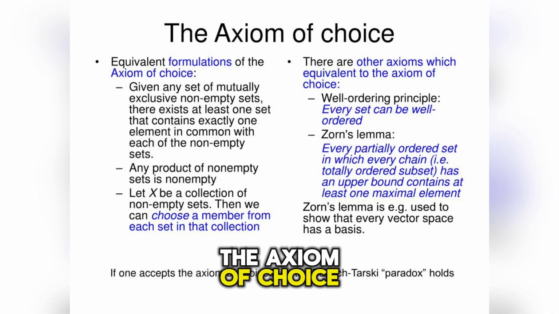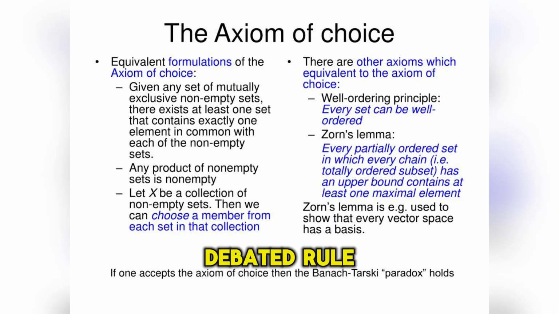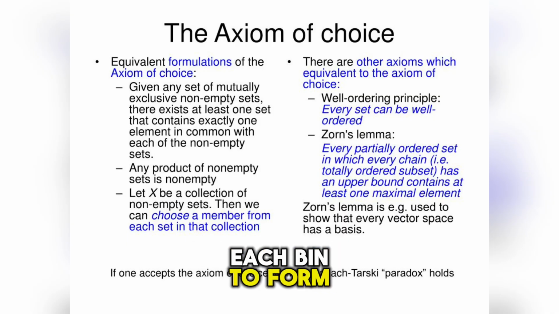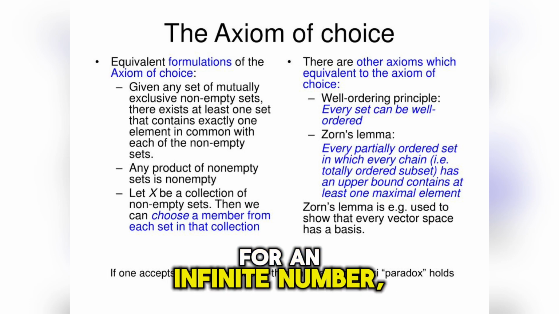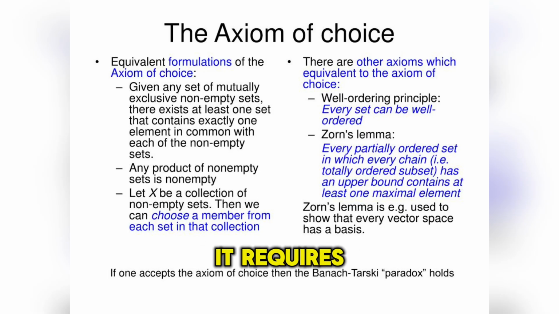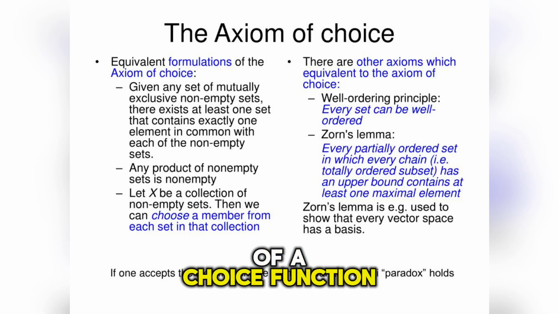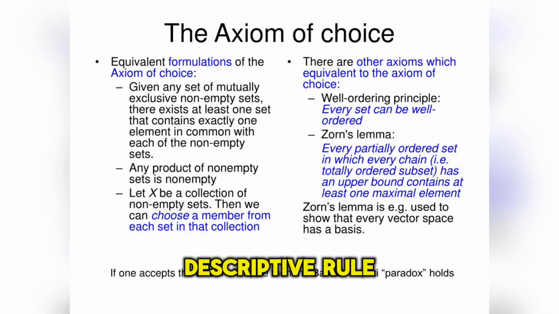3. The axiom of choice. It's perhaps the most debated rule in the mathematical canon. It states that if you have a collection of non-empty bins, you can always pick exactly one item from each bin to form a new set. For a finite number of bins, this is trivial. For an infinite number, however, it requires the existence of a choice function that may have no descriptive rule.